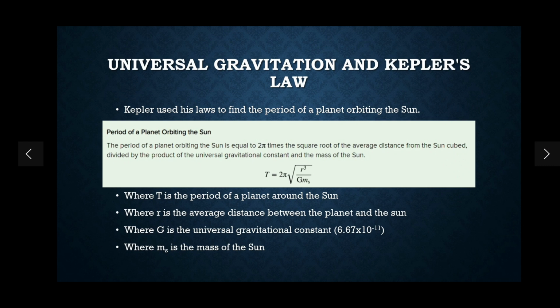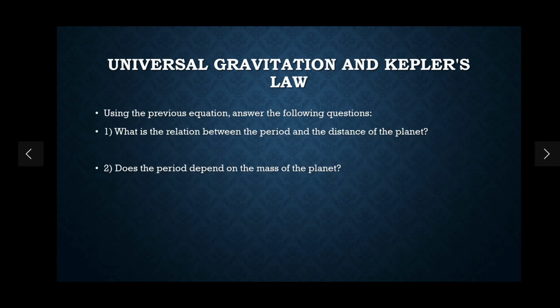Now we will talk about universal gravitation and Kepler's law. This equation is specific to the period of a planet orbiting the sun, where the period of a planet orbiting the sun is equal to 2 pi times the square root of the average distance from the sun cubed divided by the product of the gravitational constant and the mass of the sun.